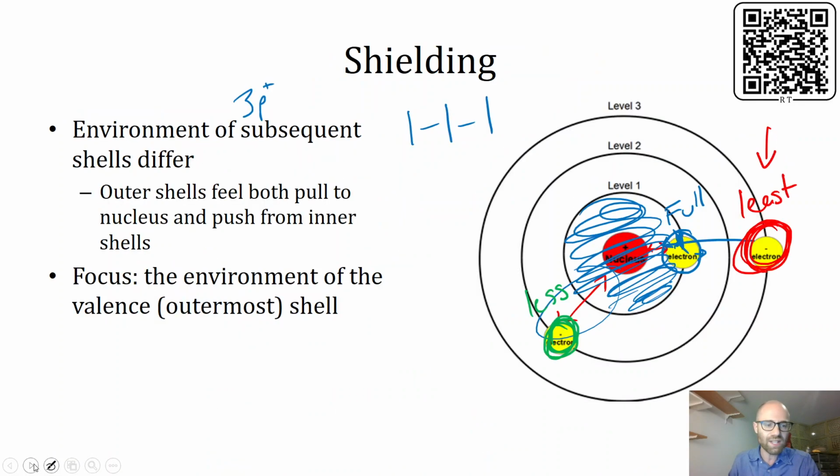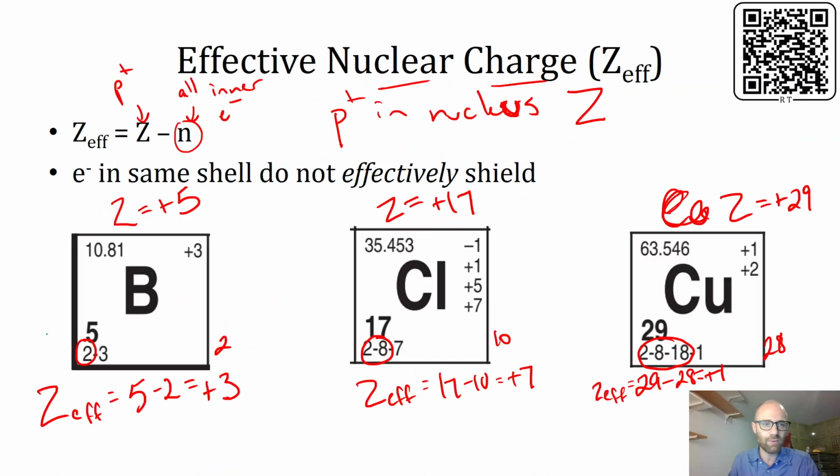The one thing I will say to put a cap on all of this is exactly what it says here. We're going to say as a rule that electrons that are in the same energy level as whatever you're considering don't effectively shield each other. That is to say, you have 7 electrons in the chlorine outer shell. Those 7 electrons don't shield each other. It's the 10 inner ones that shield that whole shell, so to speak.